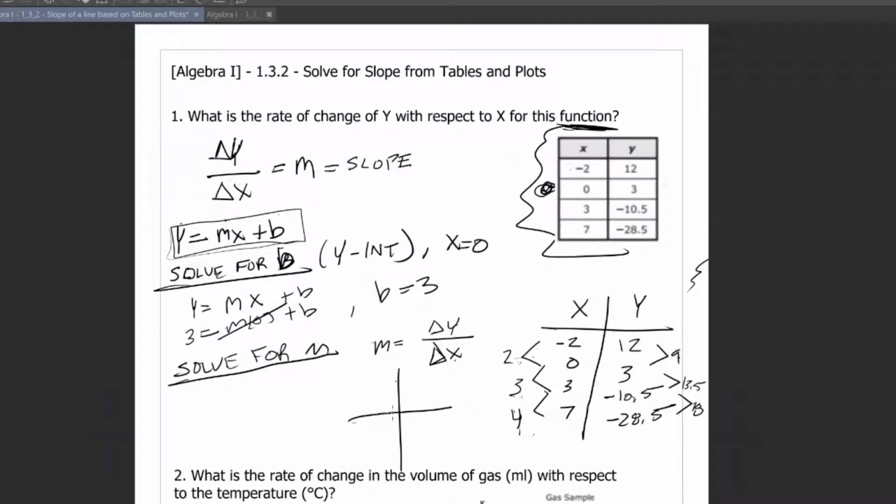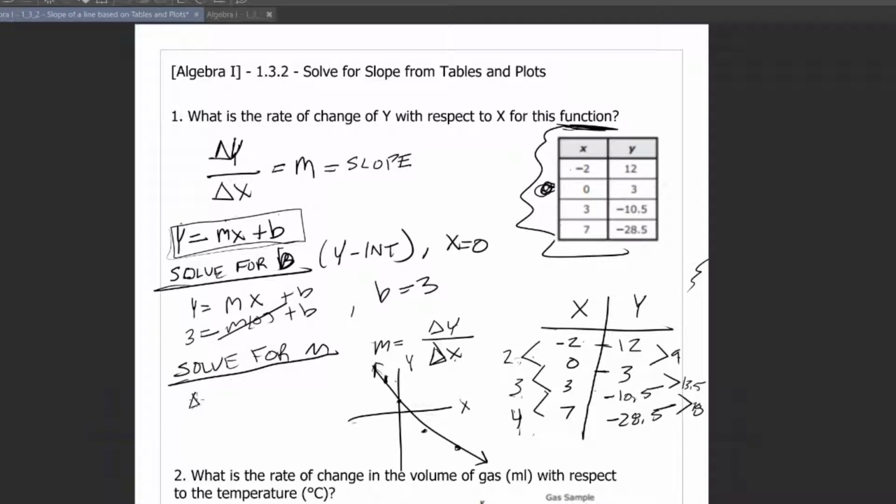You don't have to put tallies or anything. We have -2, 12, which is about here, 0, 3, 3, -10.5, and 7, -28.5. So your plot is going to go like this, with this being positive x and this being positive y. And we notice we have a negative slope here, right? So let's pick 2 points on this plot, the same 2 points. So let's do these first 2 points just because it's pretty straightforward.